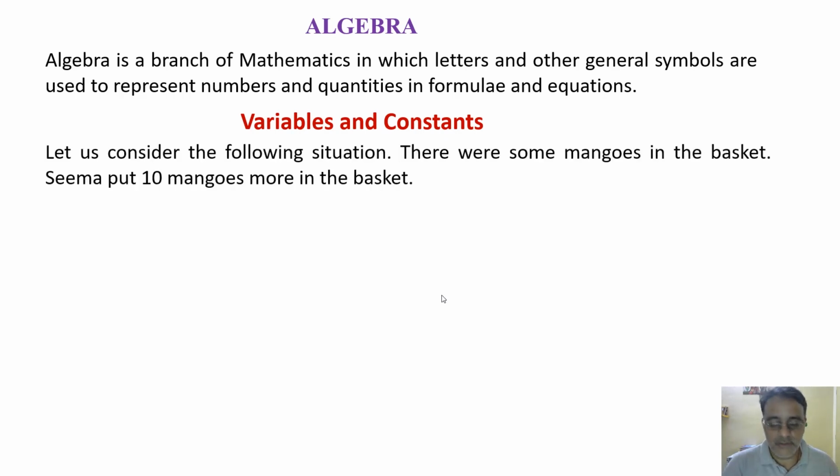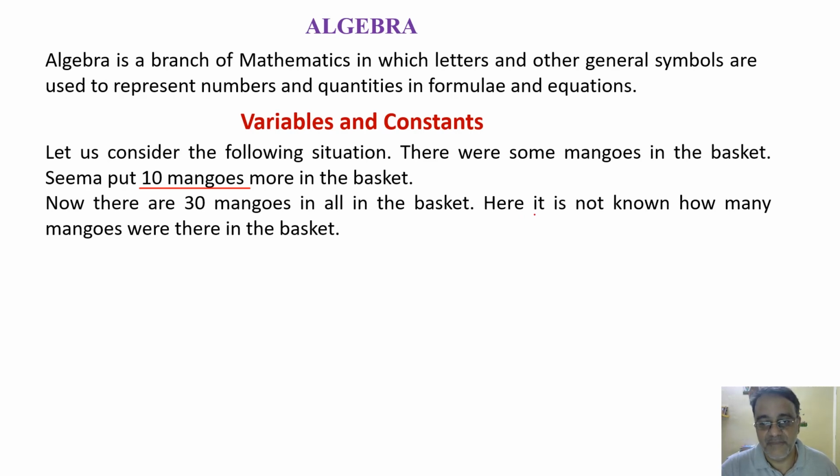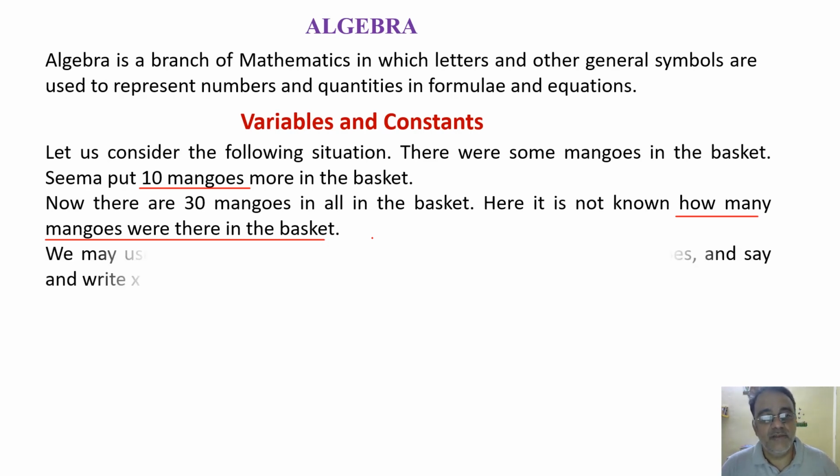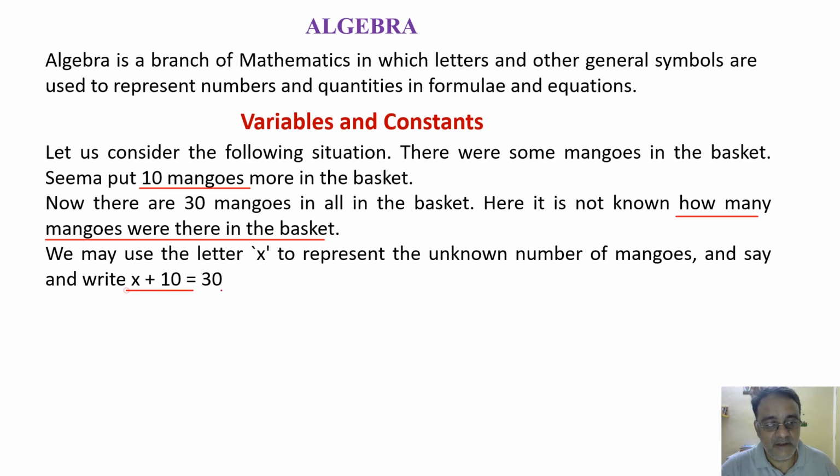So there were some mangoes in a basket, and Seema put 10 mangoes more in the basket. But we don't know how many mangoes were there before that. Okay, so now there are 30 mangoes in all in the basket. Here it is not known how many mangoes were there in the basket. Now we may use any letter, suppose we are using X, to represent the unknown number of mangoes, and we will say X plus 10 will be equal to 30, right? Pehle X tha, now we are adding 10 and now it becomes 30, right?